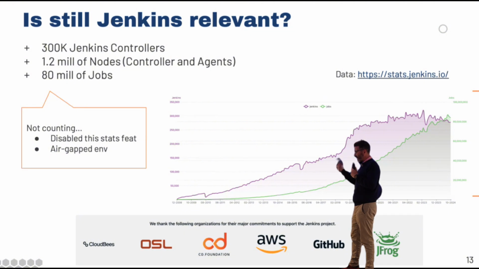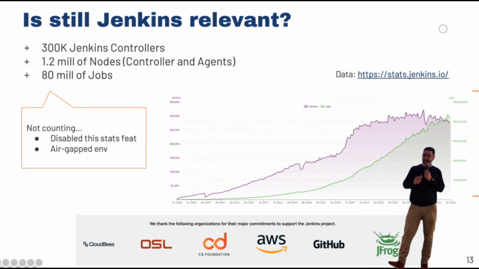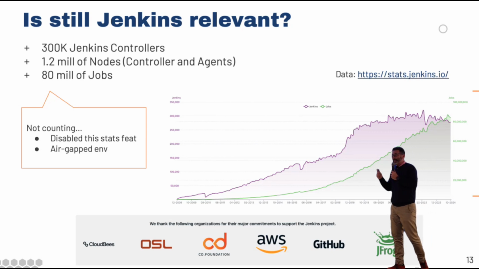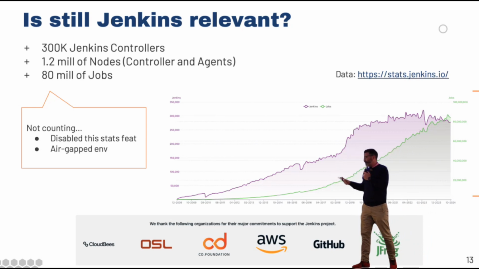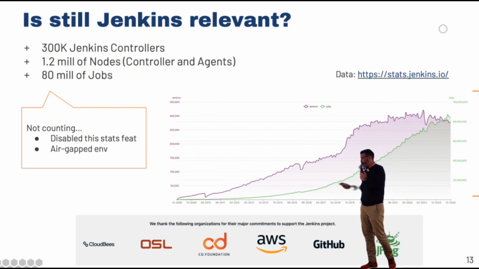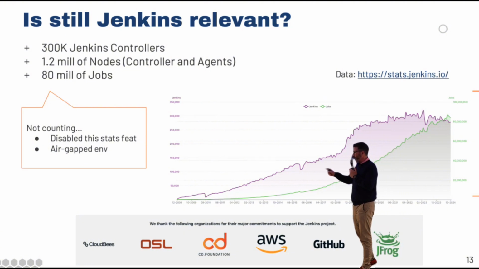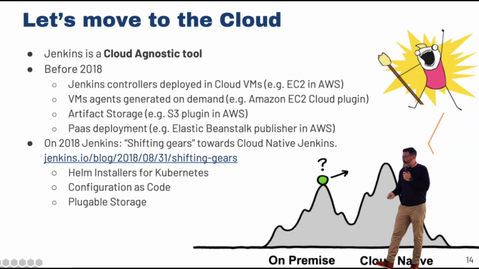CloudBees is the company that I'm working for. It is the first sponsor of Jenkins, but it's not the only one. As you can see here, there are other sponsors that give money or infrastructure or a bit of both. So we have OSL, the CD Foundation, AWS, GitHub, and JFrog supporting the project.